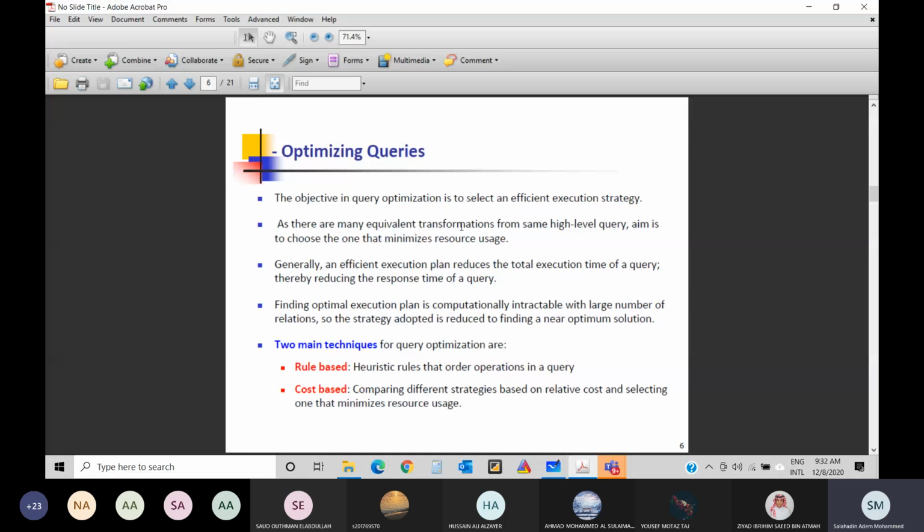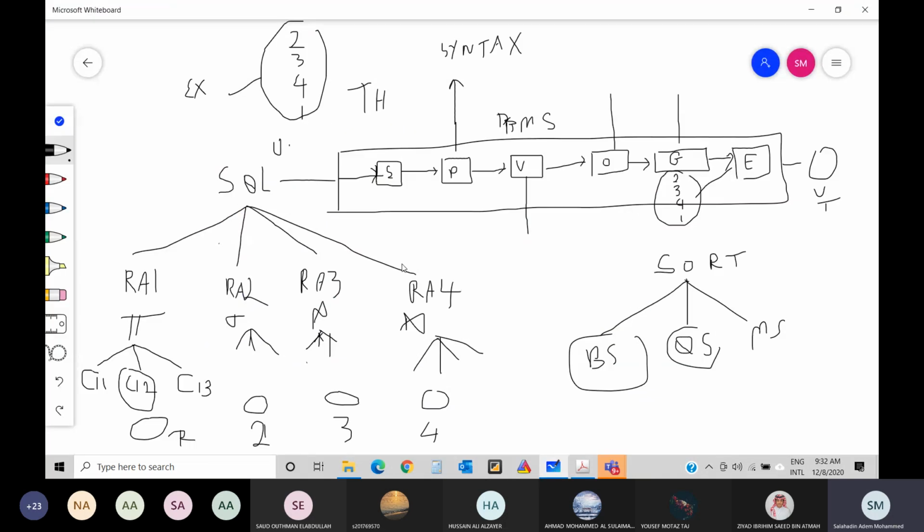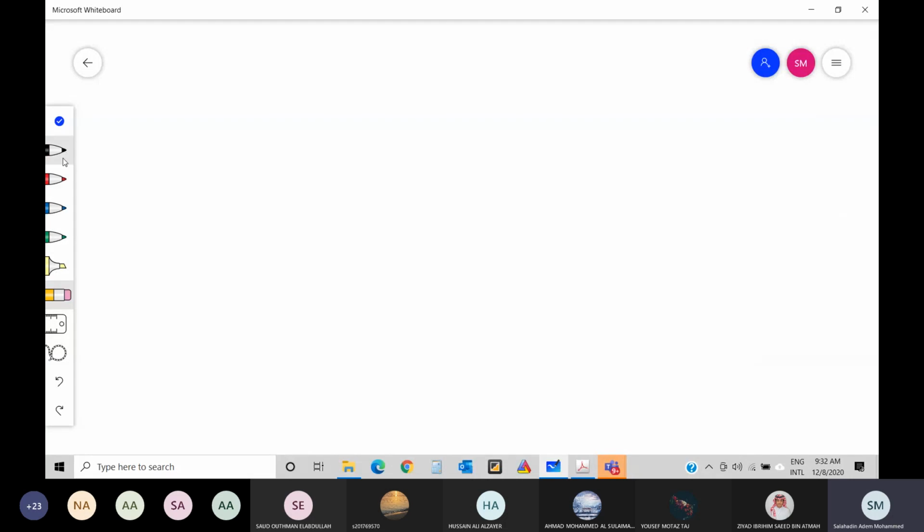There are many equivalent transformations from the same high-level query. What does this mean? Transformation simply means the following. Let me just clean this. For example, if you are going to join table 1, as I talked about a little while ago, with table 2, is it the same as table 2 joined with table 1? The result is the same, but the way is different.